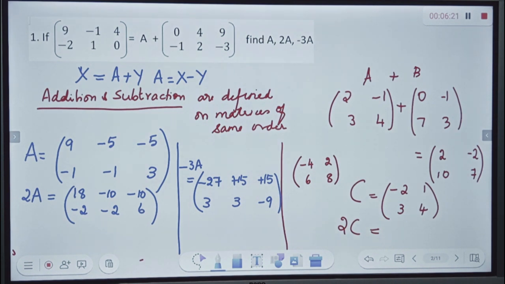So I hope you have understood how to add matrices. Addition is term by term. Subtraction is defined term by term. What is scalar multiplication? Multiplying every term of the matrix by that scalar.